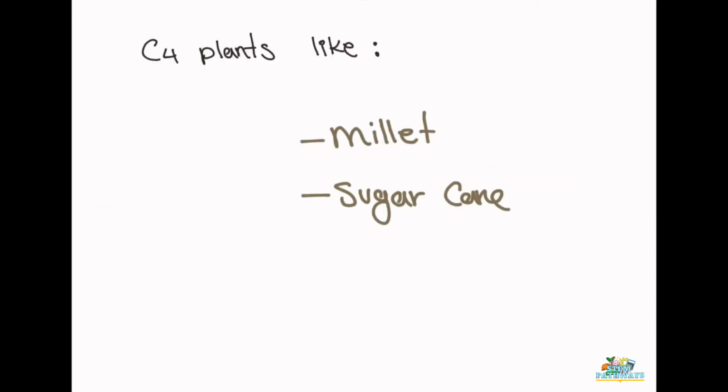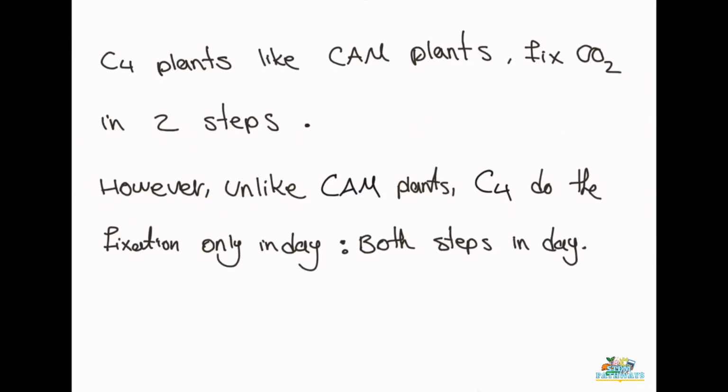C4 plants are like sugarcane or millet. You can see that just like CAM plants, because of the environment that they grow in, they need to have some supports, they need to protect themselves, so they have some extra processes in addition to what all C3 plants do for carbon fixation. We have talked about stages that CAM plants use for fixing carbon dioxide, CO2.